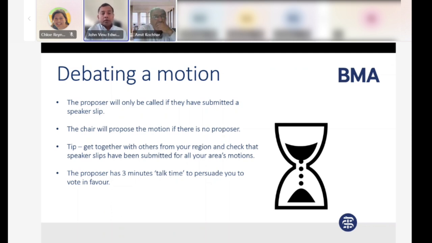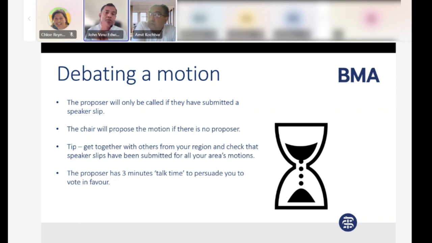People coming there can actually network. That's very important, and then you can check whether you've all submitted your speaker slips, and whether all the motions on the agenda have speakers. Have a bit of a chat amongst your colleagues from the region, and make sure all your slips are in place. And the key thing to remember, you'll always hear this call from the chair, is that time is very crucial, as we mentioned in the first few slides.